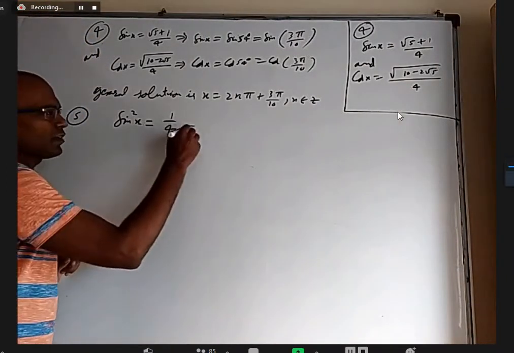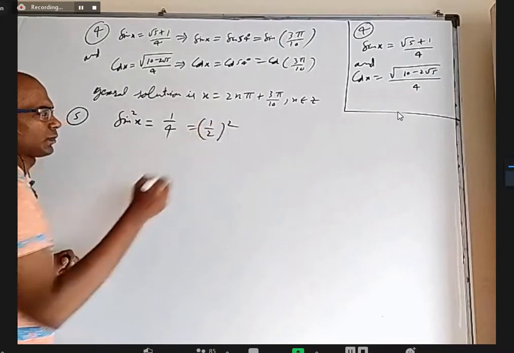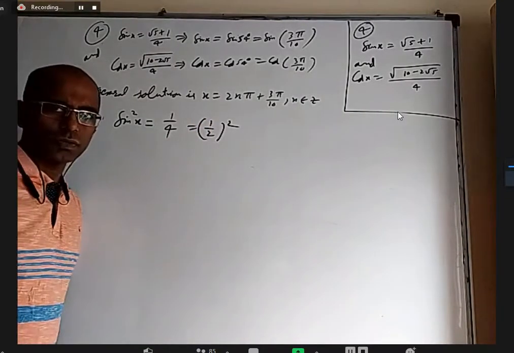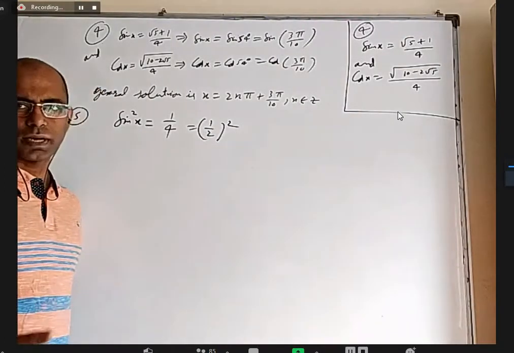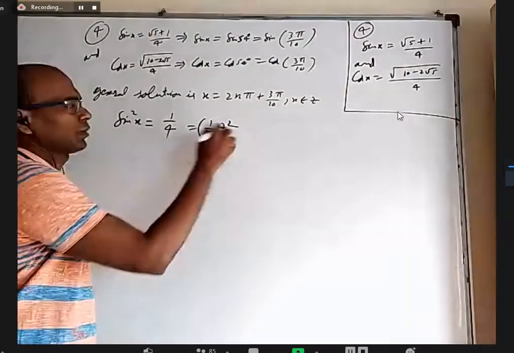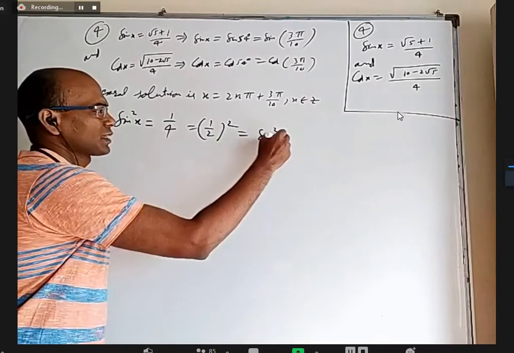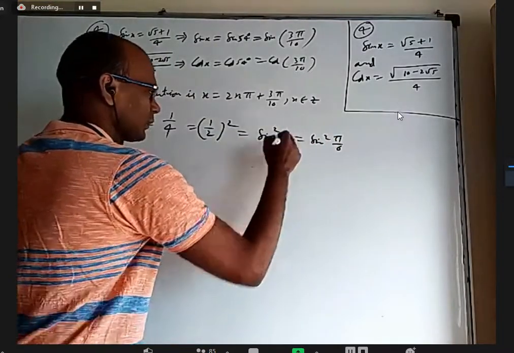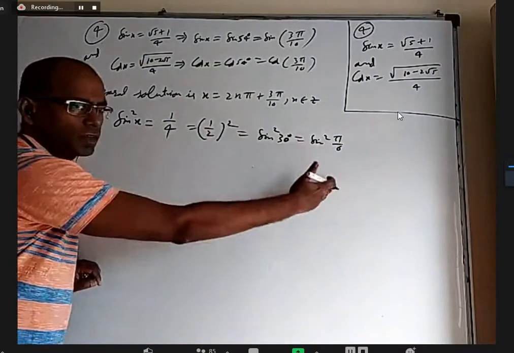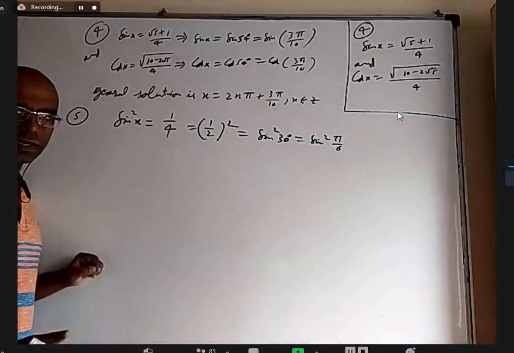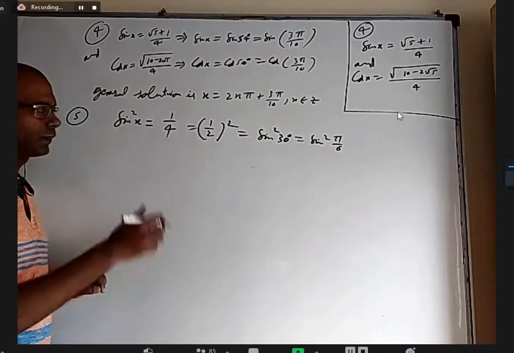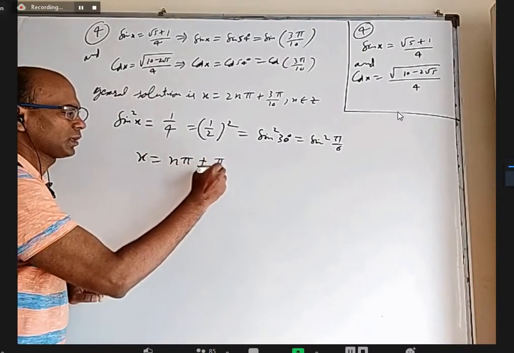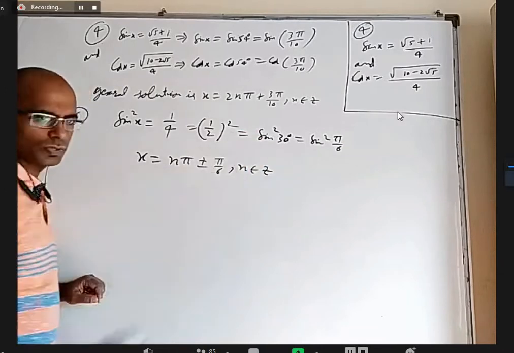Okay, so this 1 by 4 I can write as 1 by 2 whole square. You don't have to write sin x equal to plus or minus 1 by 2, one solution for plus 1 by 2 and another for minus 1 by 2. You can directly write 1 by 2 whole square, which is sin square 30 degrees, which is sin square pi by 6. Sin square x equal to sin square alpha, we already derived the formula is n pi plus or minus alpha. So x is equal to n pi plus or minus pi by 6, where n belongs to Z.